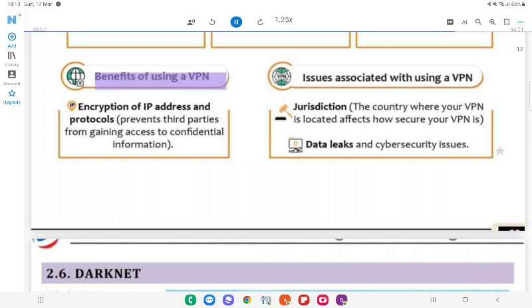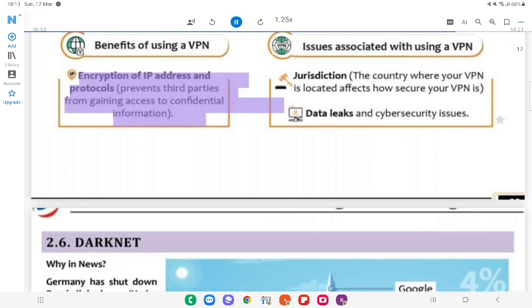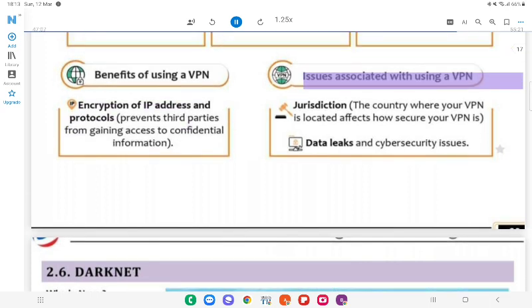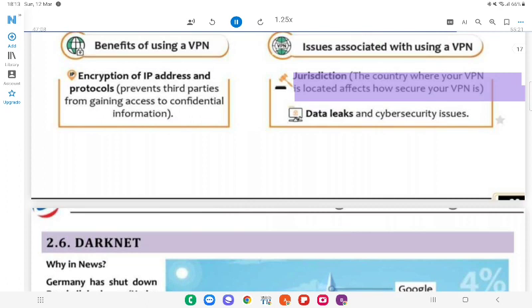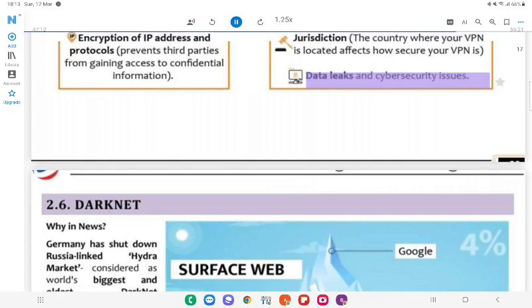Benefits of using a VPN. Encryption of IP address and protocols prevents third parties from gaining access to confidential information. Issues associated with using a VPN. Jurisdiction: the country where your VPN is located affects how secure your VPN is. Data leaks and cybersecurity issues.